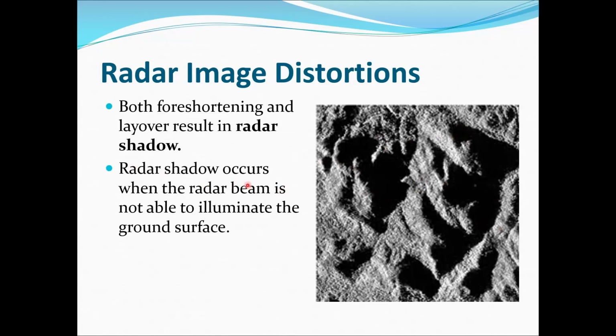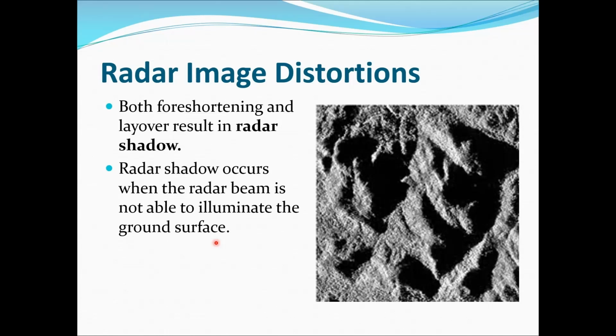So shadow occurs when the radar beam is not able to illuminate a particular part of the image just because it's being blocked by the rough terrain. All these distortions we have talked about, apart from the slant range, are expounded when you have rough terrain. But when you have flat areas, they are not really a big problem. So whenever you're working in hilly areas, you have to look out for these.